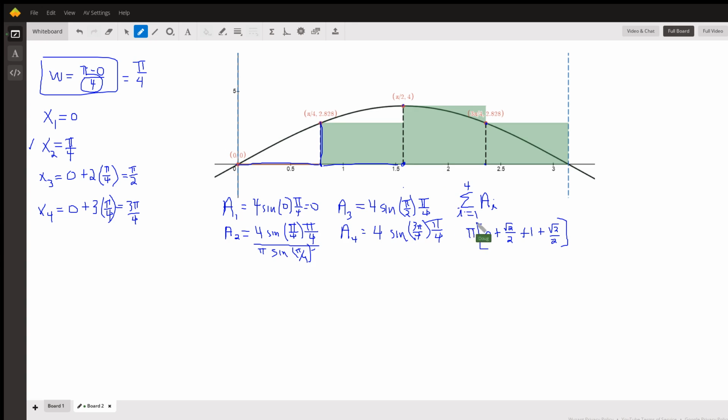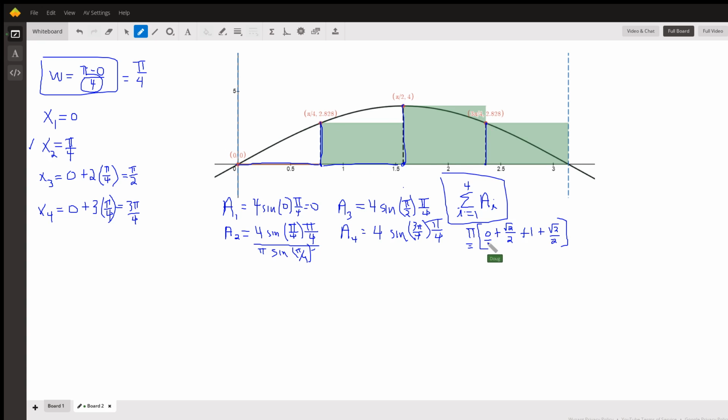So we're adding these areas together from i equals 1 to 4. The area of the first rectangle is 0. The area of the second rectangle is pi. Well, look, I've got pi in every one of these terms, so I just factored out the pi and put it out front. And then I'm going to evaluate the sine of 0, the sine of pi over 4, the sine of pi over 2, the sine of 3 pi over 4. That's these heights right here.